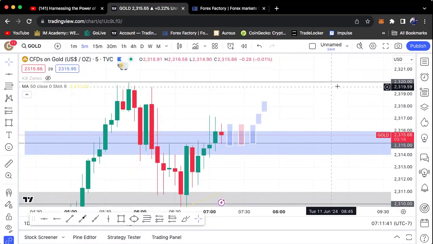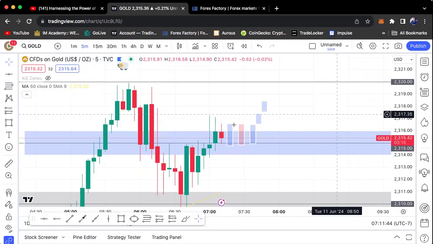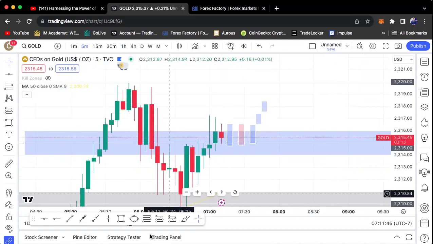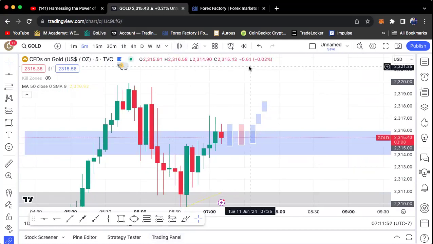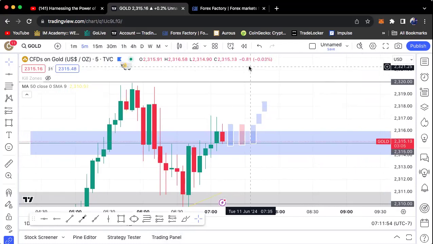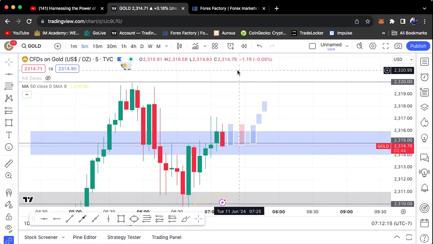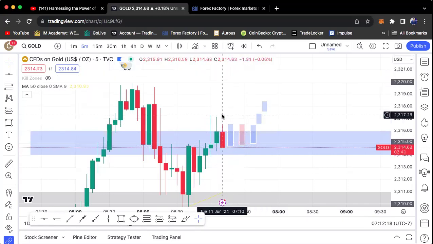Remember, 2320 can be your TP1. You can enter anywhere within this area. Looking at my time, it's about to hit the 15-minute mark in 3 minutes. I'm not taking any trades right now because I'm waiting for the 15-minute mark. Price is just retesting.